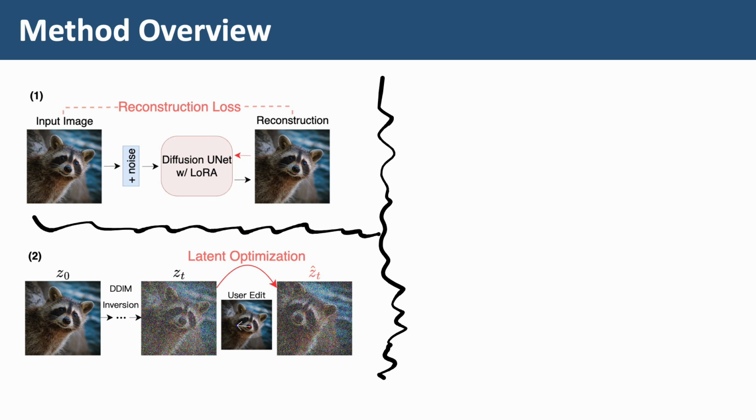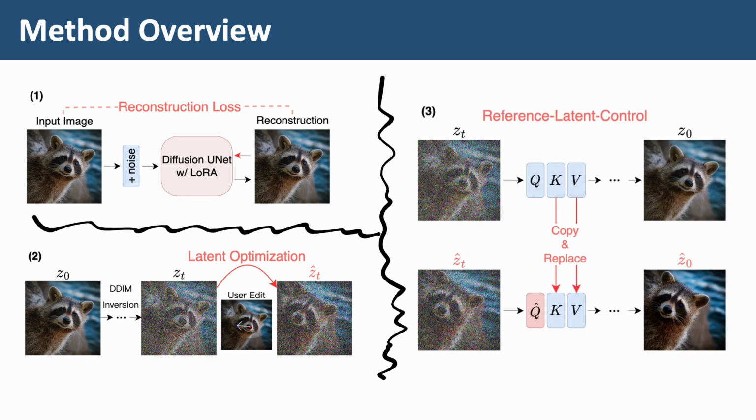Then, based on the fine-tuned LoRA, we invert the source image into a diffusion latent and optimize the latent according to the user editing instruction. Finally, when denoising the optimized latent to obtain the results, we apply a reference latent control, which markedly improves the consistency between the editing results and the original image.